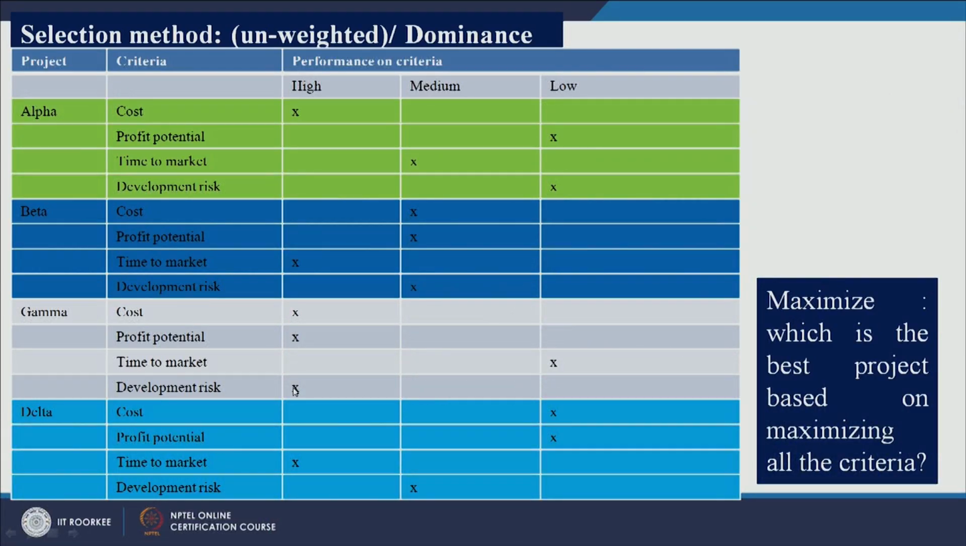Okay. So since we want to maximize all these criteria, look at this gamma project. This is high, this is high, this is high. Though we should not maximize our cost, but since your question is like that, you are saying that you should select gamma project, right, because you want to maximize all these criteria. So this is one of the methods. It's an unweighted method, and clear dominance of this particular project is there.